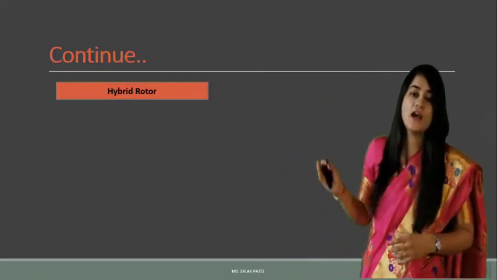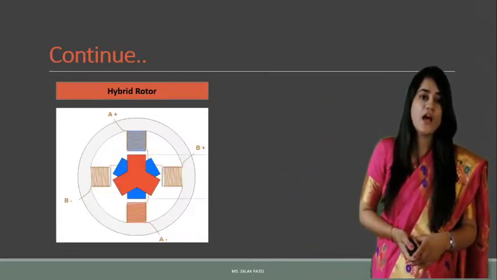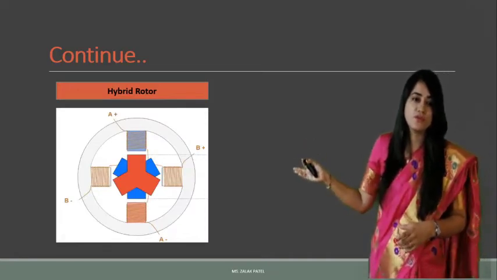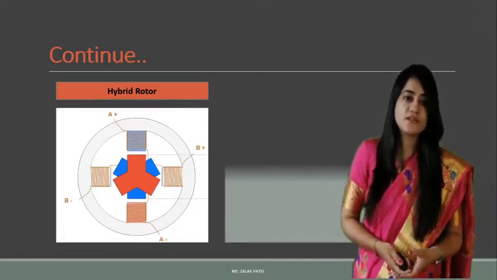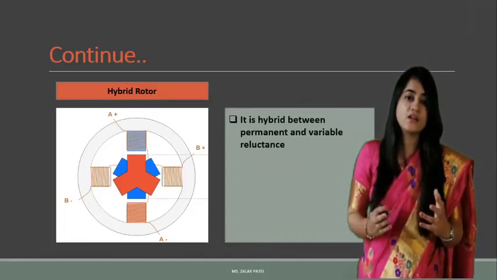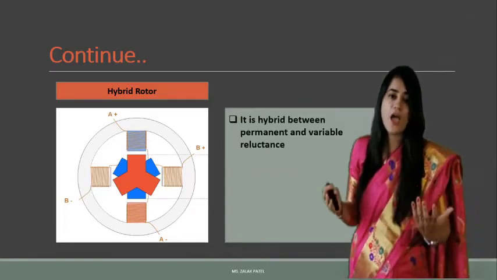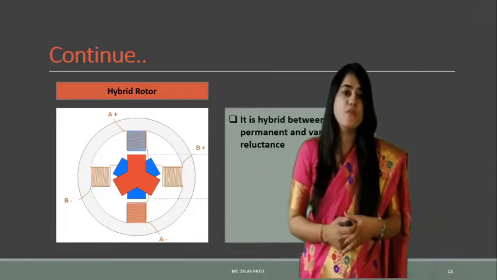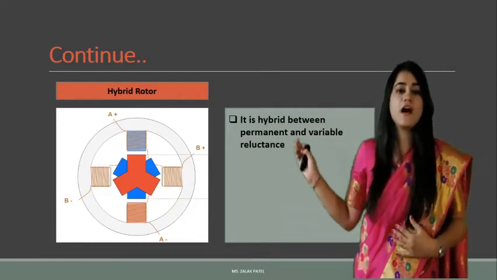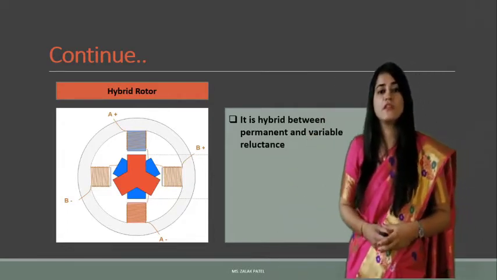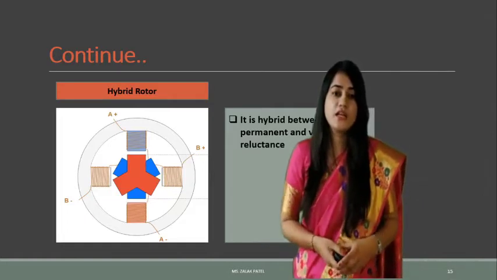The last one is the hybrid rotor. For the hybrid rotor, the figure will be shown over here. The stator and rotor are there. So what are the specifications for it? It is hybrid, which means obviously it is a combination of the permanent magnet and variable reluctance.